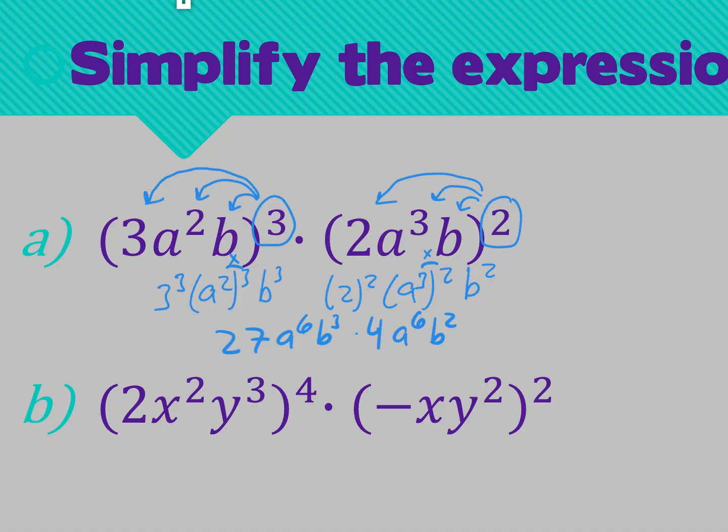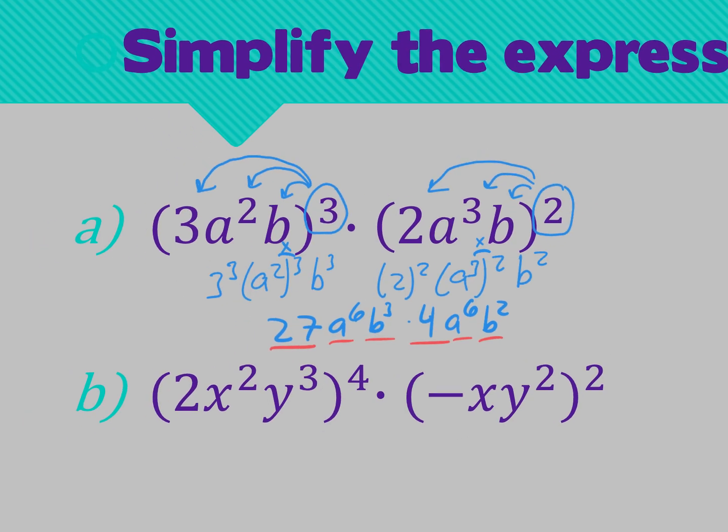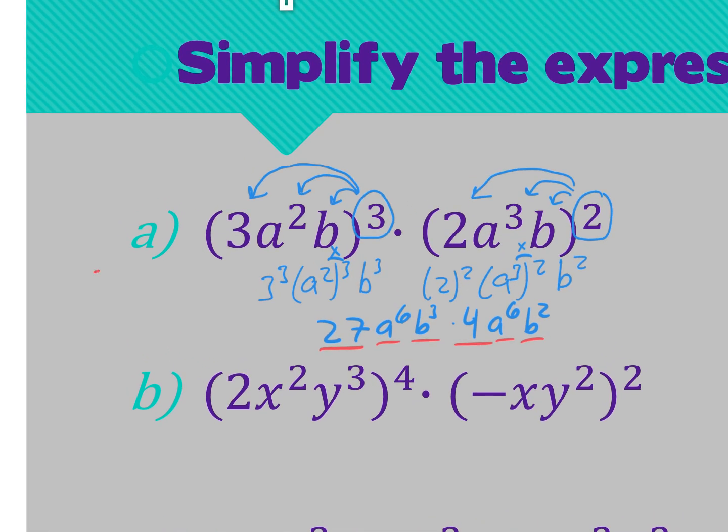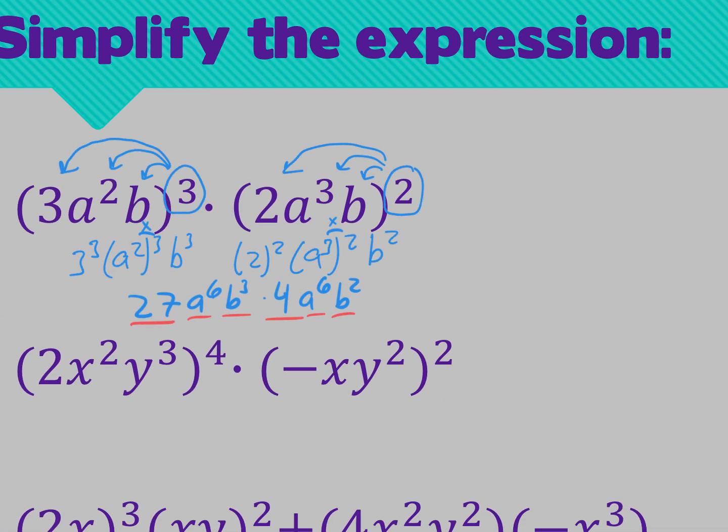And now this looks like something that we did previously. So you're going to do coefficient with the coefficient, a with the a, b with the b. You guys don't have calculators on your test and quiz, so if you can't do 27 times 4 in your head, do it to the side, just like we did in elementary school, right? Do it the long way. 4 times 7, 28. Carry the 2. 2 times 4 is 8, plus 2 is 10, so 108.